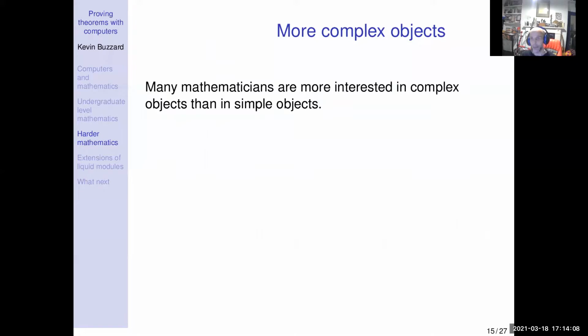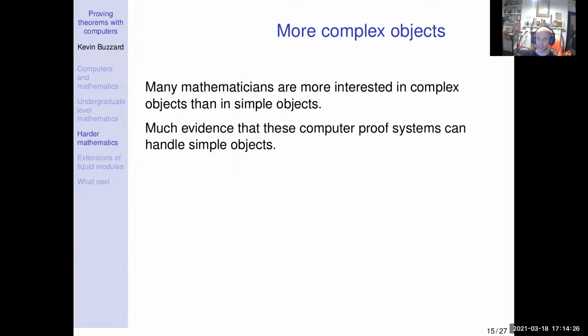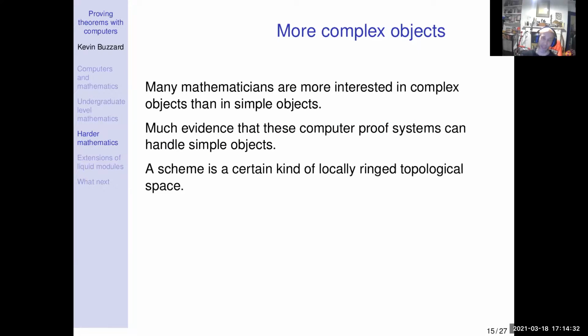But what about more complex objects? The problem is that this isn't doing a very good job of marketing this software to mathematicians. Because I think this software has potential. I think more mathematicians should use it. And the last part of my talk is just explaining why I think this software does have potential in terms of research. Because we've got the evidence that these proof systems can handle simple objects.